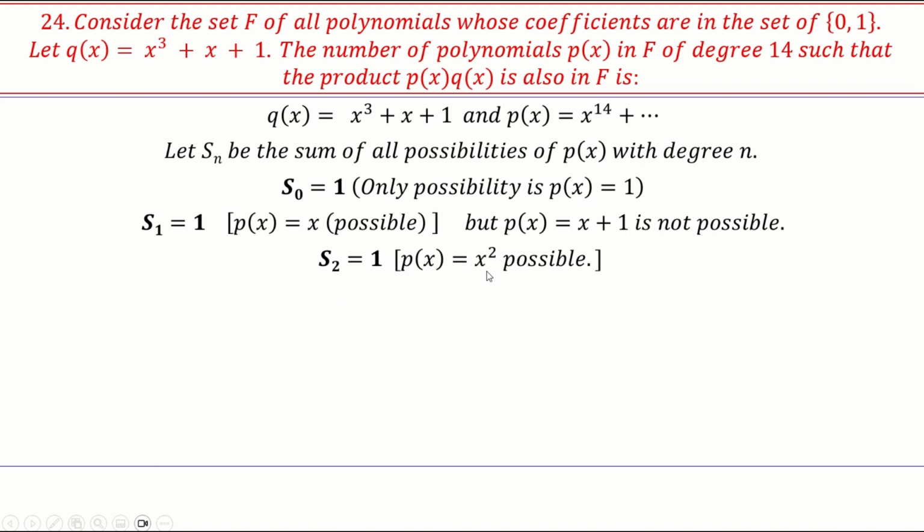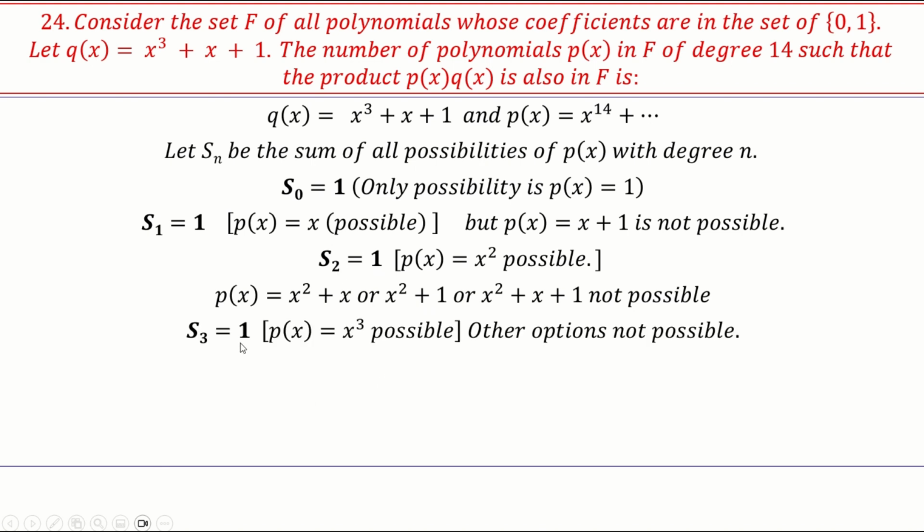S2: P of x equal to x square is possible. But x square plus x is not possible. X square plus 1 is not possible. X square plus x plus 1 is also not possible. All the rest of the three are not possible. You can check by multiplying with Q of x. So S of 2 equal to 1. S of 3 similarly has only one possibility. Only x cube is possible, the rest are not possible. We have seen in the previous example, once you choose x power something, the next three are not possible. That's why you are getting only 1, 1, 1, 1.